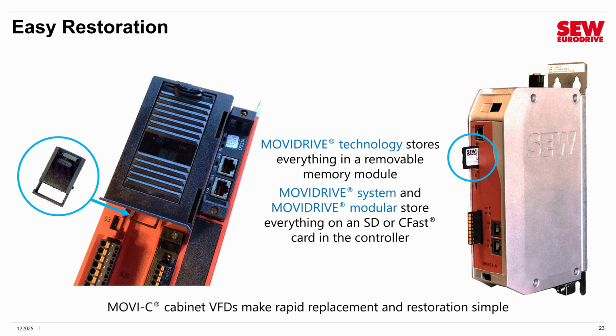Now with MOVIDRIVE system and MOVIDRIVE modular, there's a slightly different approach. You don't have a memory module in the VFD, but you do have either a removable SD or CFast card in the controller. This card contains the commissioning and parameter information of all the VFDs that the controller is associated with, also any custom programs or any standard application programs. If you have a VFD die, you simply replace it. The controller will detect that the VFD has been replaced and automatically recommission it using the information on the card. So this is a feature that will certainly make maintenance people happy.